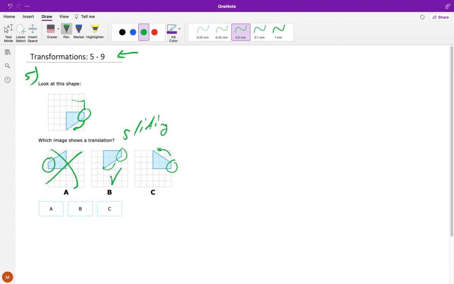So when you're asked to identify, you just have to go through and actually see: is it turning, is it rotating, reflecting, etc.